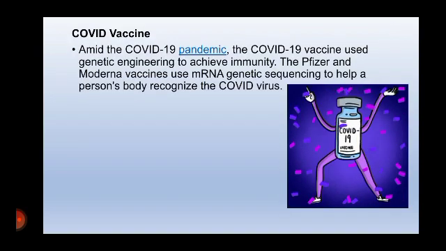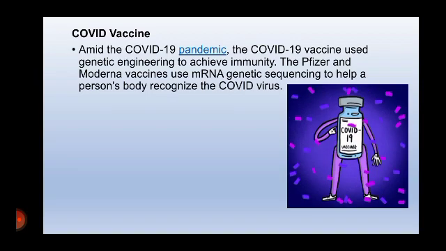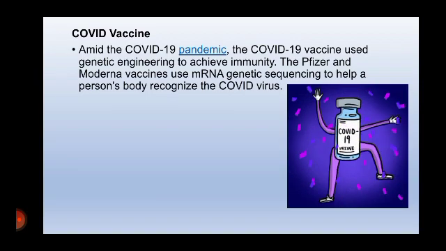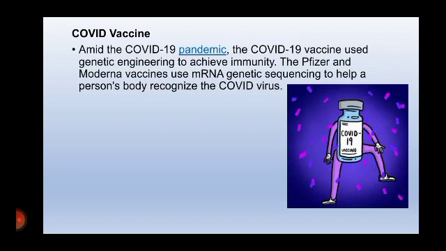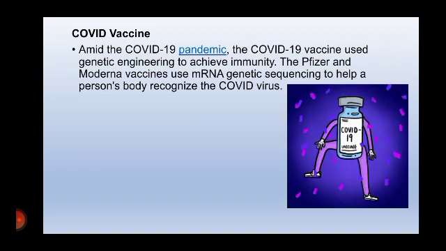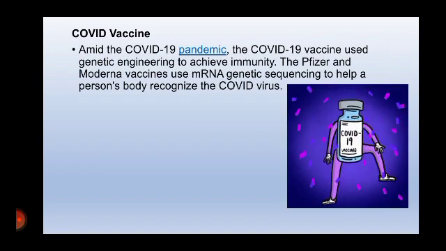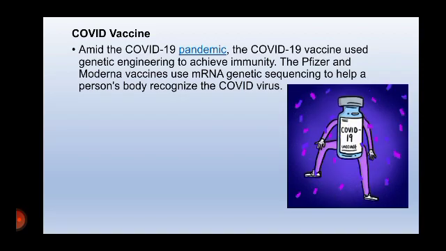Second is the COVID vaccine. Amid the COVID-19 pandemic, the COVID-19 vaccine used genetic engineering to achieve immunity. The Pfizer and Moderna vaccines use mRNA genetic sequencing to help a person's body recognize the COVID-19 virus.